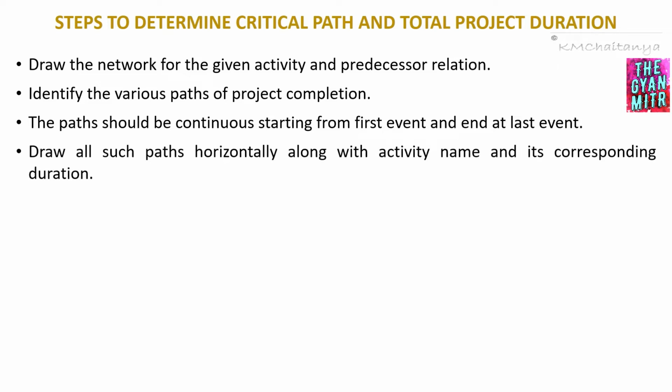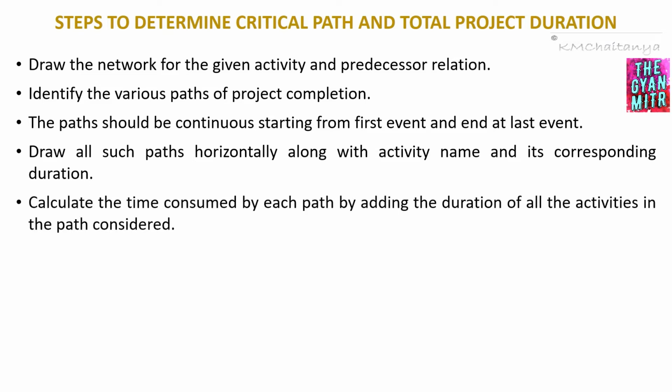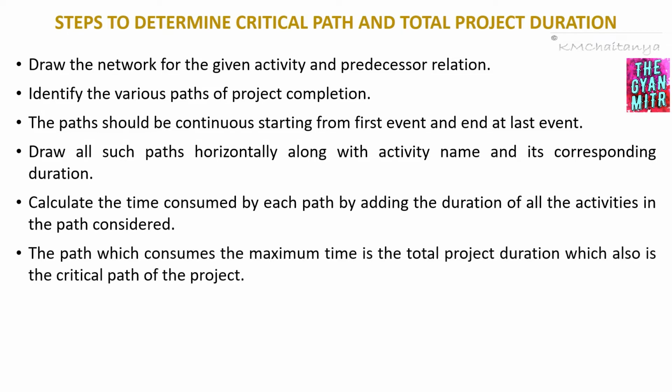Once the paths have been identified, we have to then draw all the paths horizontally along with the activity names and their corresponding durations. Then we are going to calculate the time consumed by each of these paths by adding the duration of all the activities in that particular path. The path which consumes the maximum time gives the total duration of the project, and that path is called the critical path of the project.